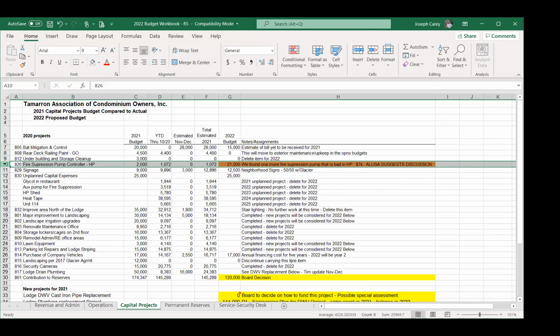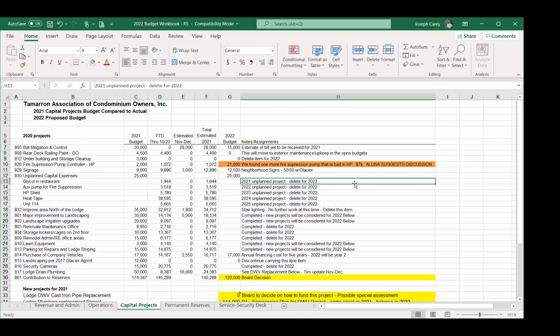Fire suppression pump controller, High Point. I've got this highlighted in orange. You said you wanted discussion on this? Well, I questioned it. You've got 7,000 there for that one pump, but you've got 21,000 total. Tim, can you explain that? Earlier this year, we replaced a pump and a motor, and that's what that number was. We found out now that we have to replace the controller, and I think that's a 100-year building. A few weeks ago, I found the same situation directly across the parking lot: pump, motor, controller.